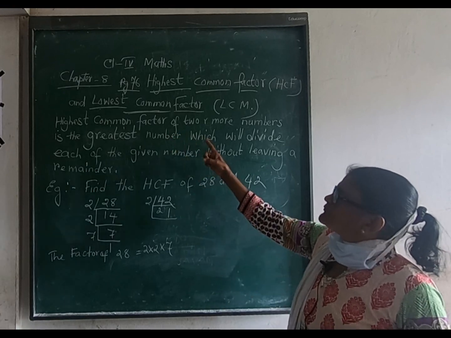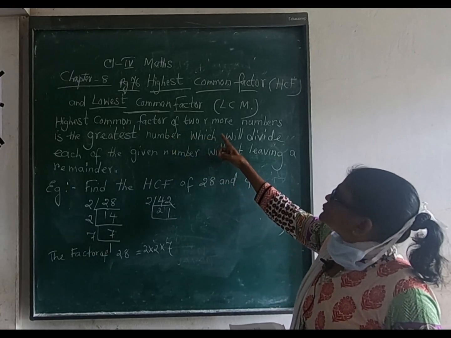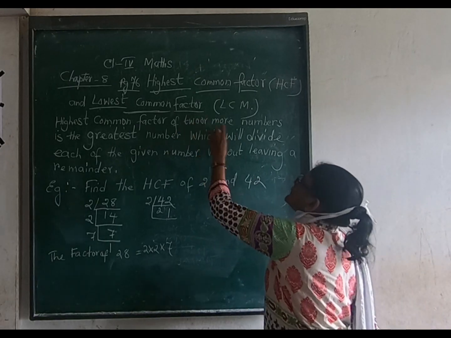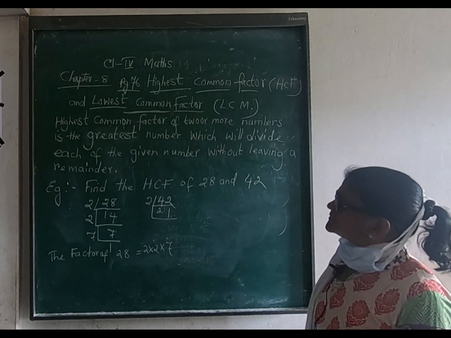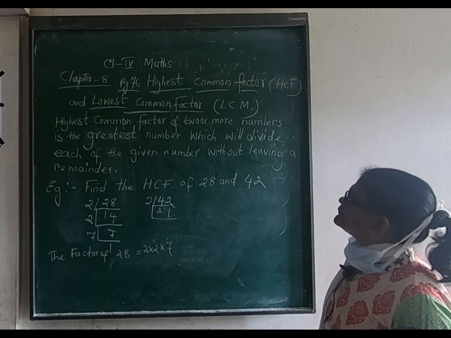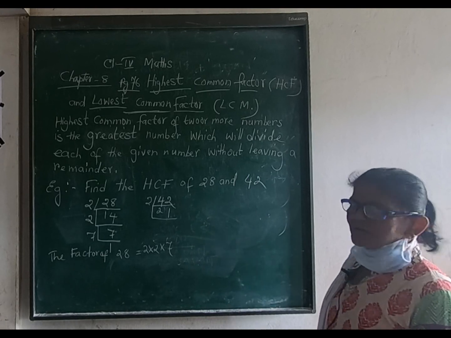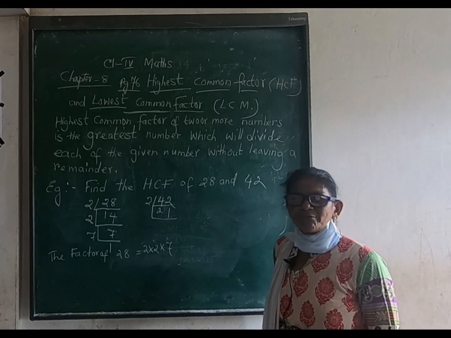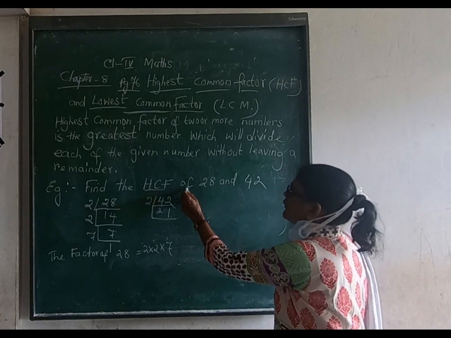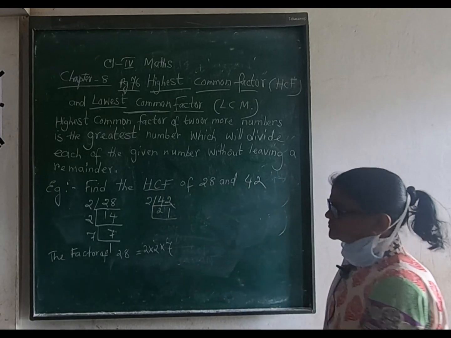The highest common factor of two or more numbers is the greatest number which will divide each of the given numbers without leaving a remainder. So, I would like to give you an example. Let's find out the HCF of 28 and 42.